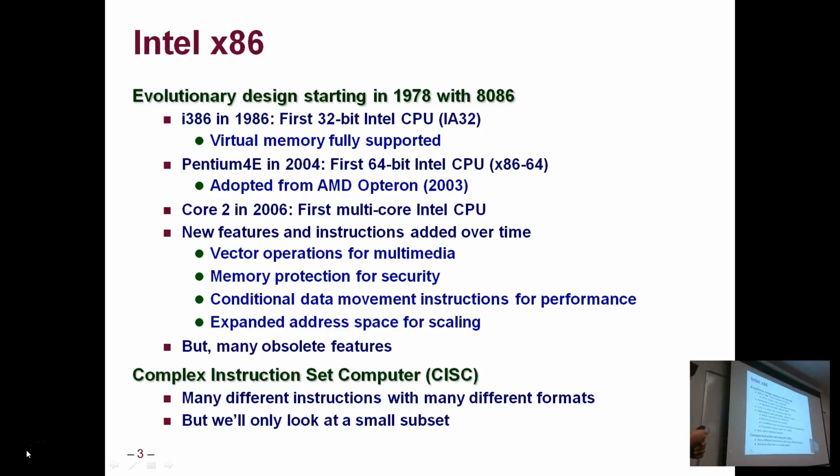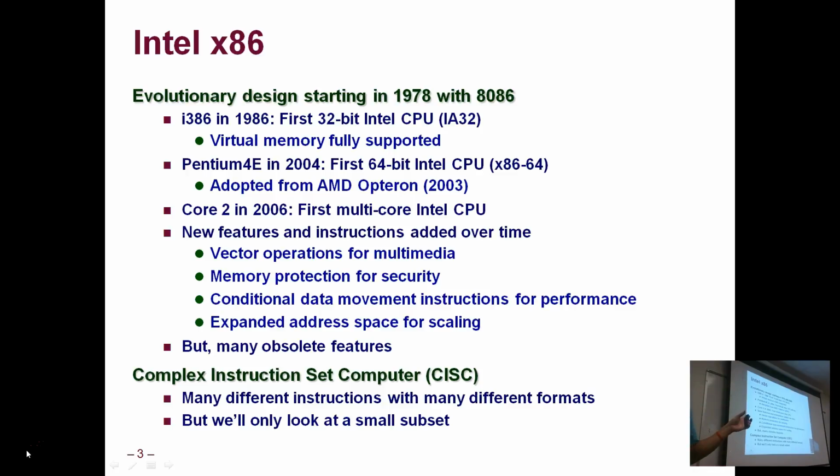Okay, so the Intel x86 architecture is known as a complex instruction set computer architecture. And so there are many different instructions with many different formats. This is the opposite from a reduced instruction set computer, where you have a very small number of instructions, and to implement the larger instructions, you use multiple simple instructions.